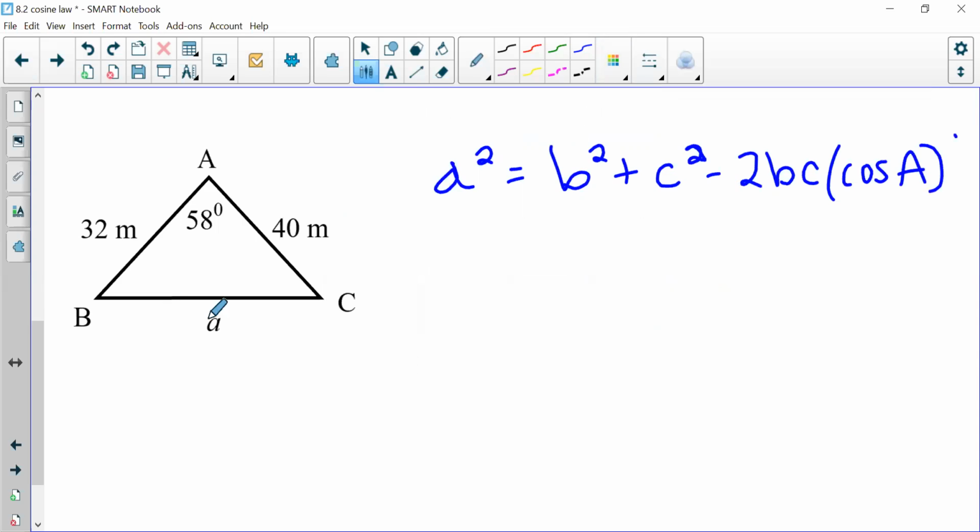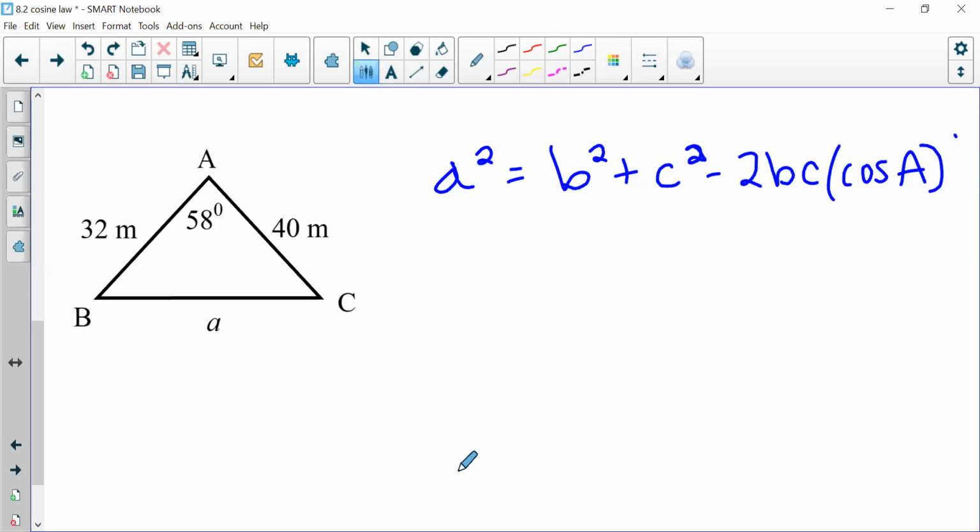Just looking at this triangle, I know it is not sine law because I don't have a complete loop of information. I have angle A, but not side A. I have side B, not angle B. I have side C, not angle C. So by default, it has to be cosine law. And I also don't have a 90-degree angle in here, so I know it's not SOHCAHTOA.